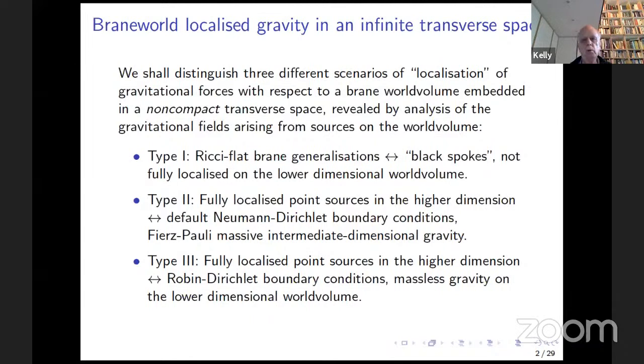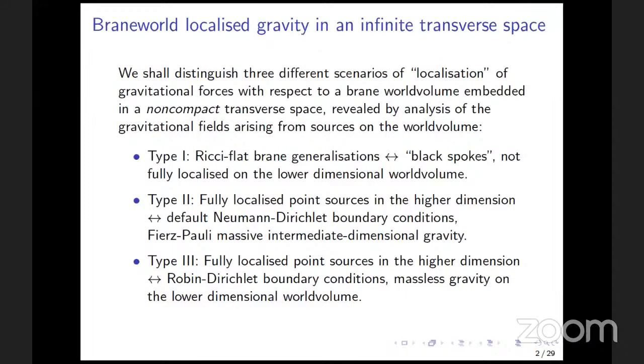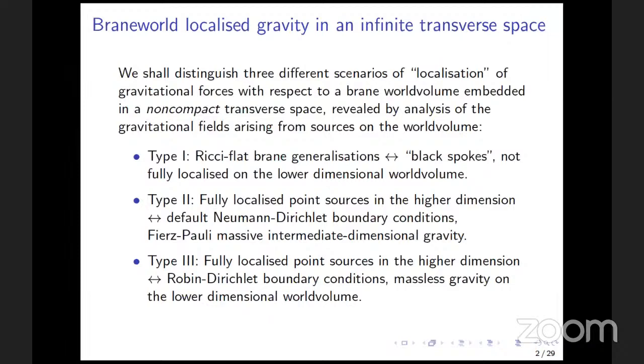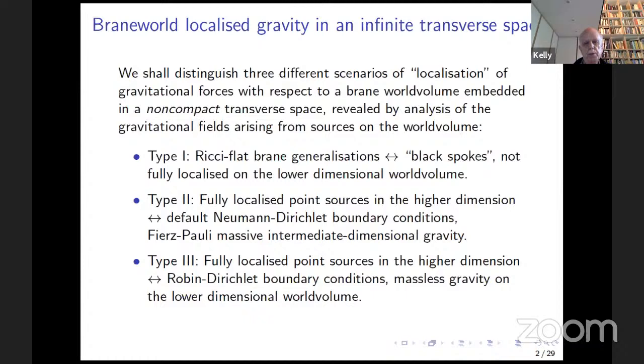Now, there are two ways that this can come up. One, the sort of default situation, which involves a radial coordinate. We'll have Neumann-Dirichlet boundary conditions, and these will give rise to a massive intermediate dimensional gravity, which is not perhaps what you anticipated, but it's what you just get from the calculation. Type three then modifies the boundary conditions at the world volume, again with the very same fully localized source in the higher dimension. And this will give rise to Robin boundary conditions at the brane volume, and we will obtain massless gravity in the lower dimension.